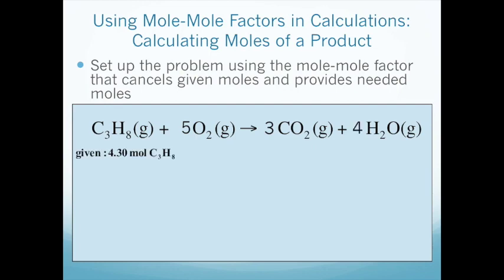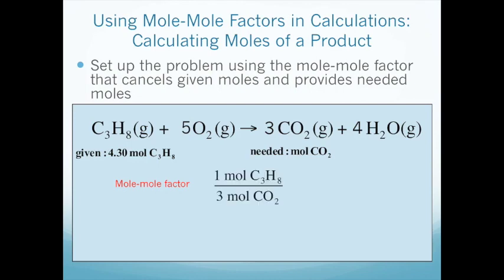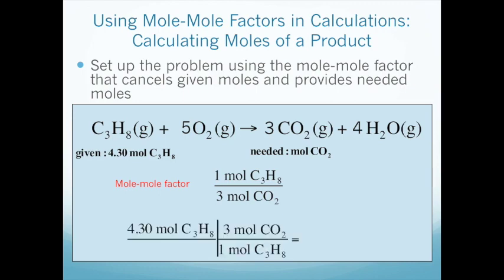We're given 4.3 moles of C3H8. We need moles of carbon dioxide. Our mole-to-mole factor is 1 mole of C3H8 for 3 moles of CO2. 4.3 moles of C3H8 times 3 moles of CO2 per mole of C3H8. The moles of C3H8 cancel. We're left with 12.9 moles of carbon dioxide. So when 4.3 moles of propane are burned in oxygen, it produces 12.9 moles of carbon dioxide.